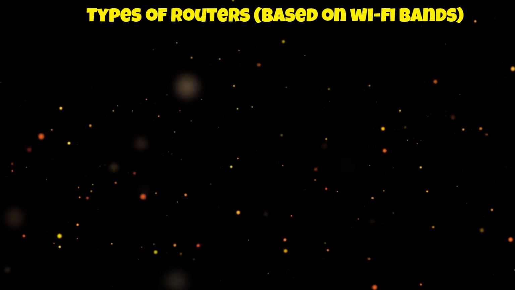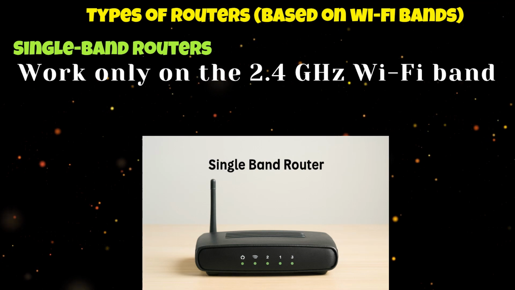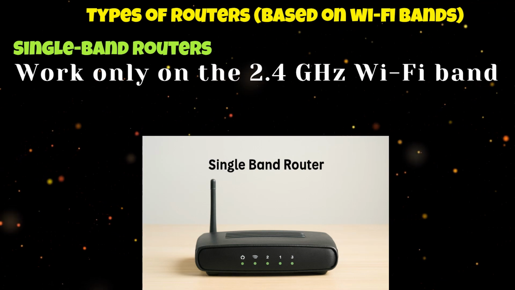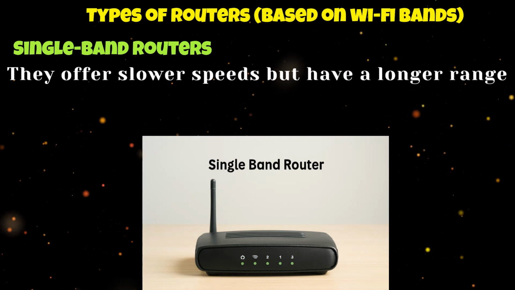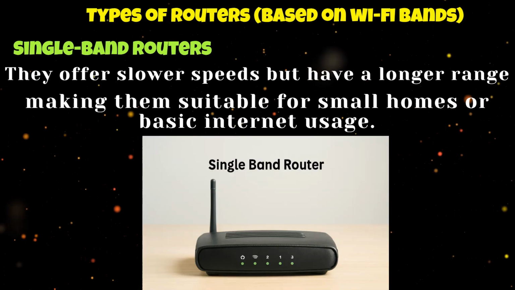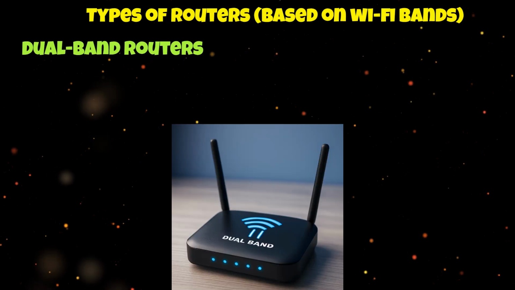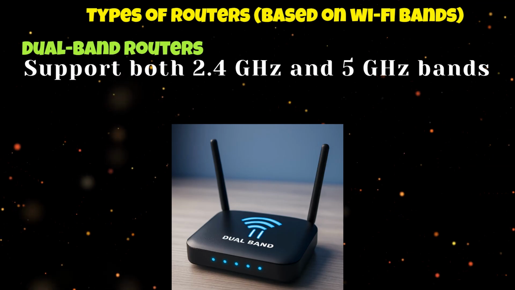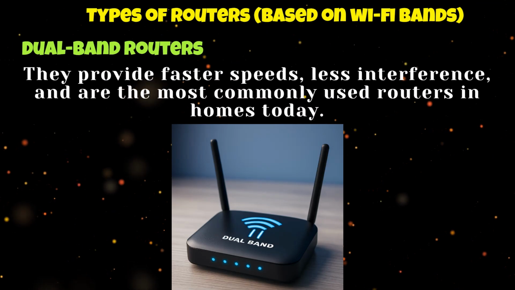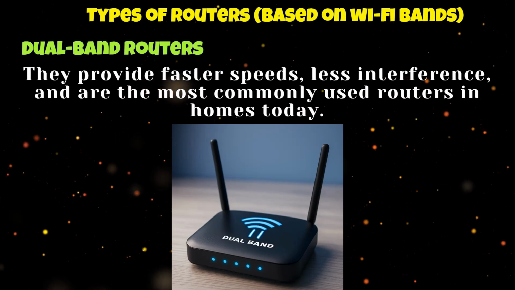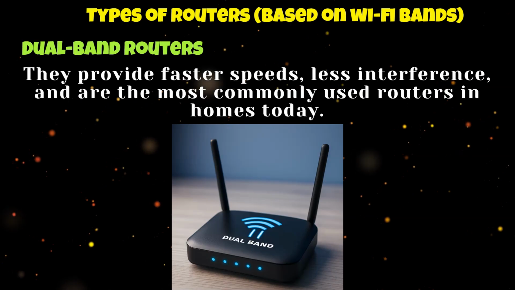Let's see the types of routers. Single-band routers work only on the 2.4 GHz Wi-Fi band. They offer slower speeds but have a longer range, making them suitable for small homes or basic internet usage. Dual-band routers support both 2.4 GHz and 5 GHz bands. They provide faster speeds, less interference, and are the most commonly used routers in homes today.